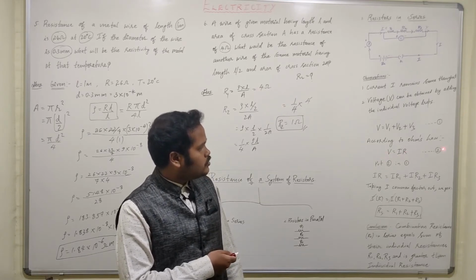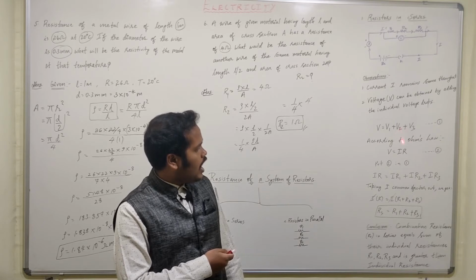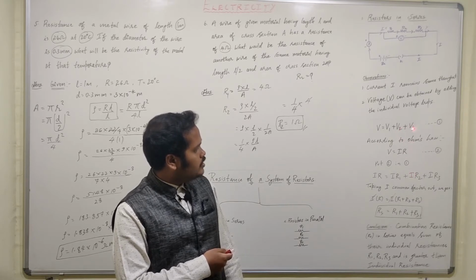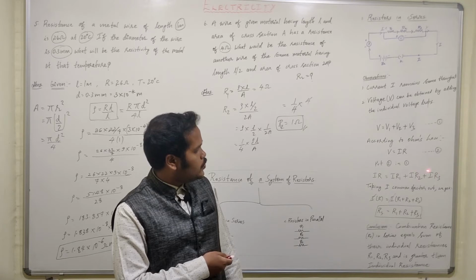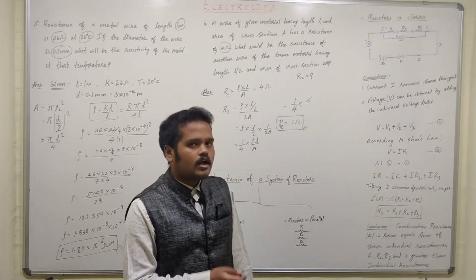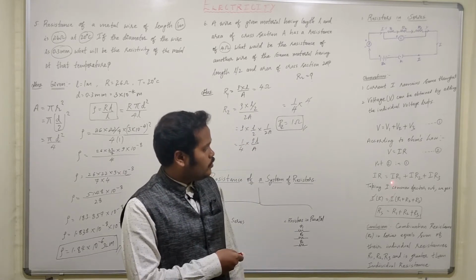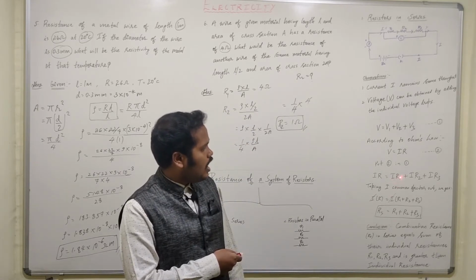Now we will substitute the second equation in the first equation. So here V becomes IR, V1 becomes IR1, V2 becomes IR2, V3 becomes IR3. So we have a new equation: IR is equal to IR1 plus IR2 plus IR3. We can take out I as a common factor. When we take out I as common factor, we will be left with R1 plus R2 plus R3.